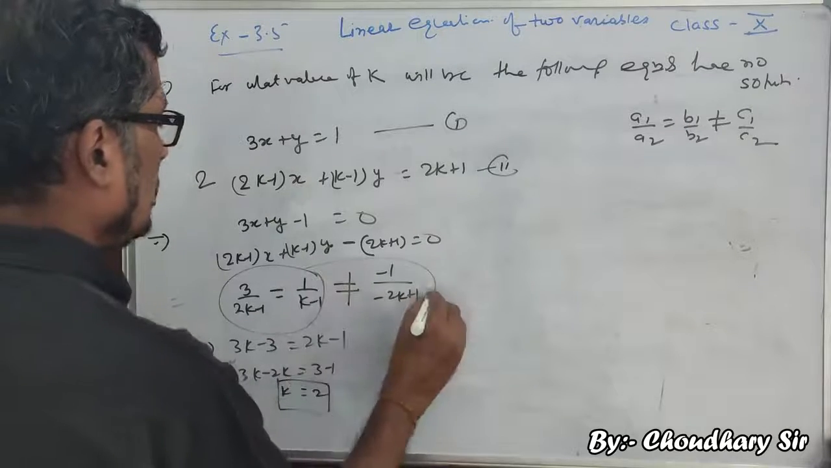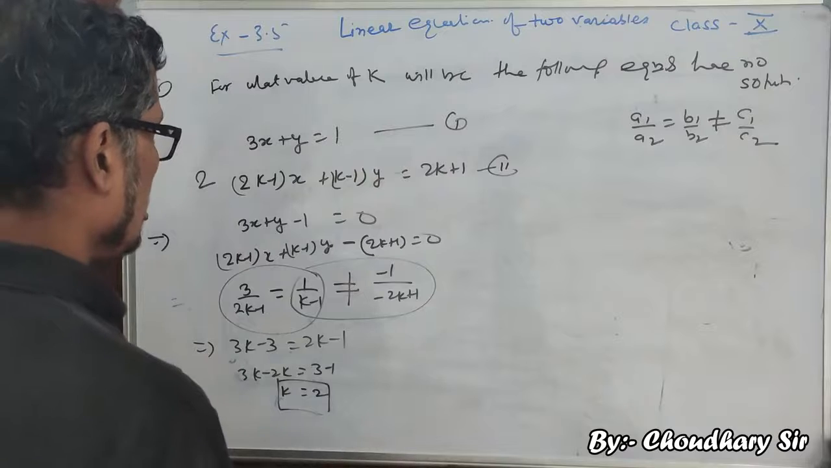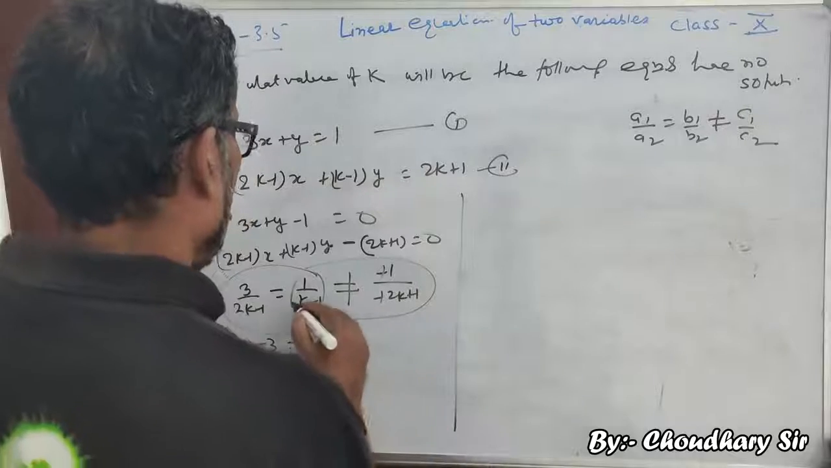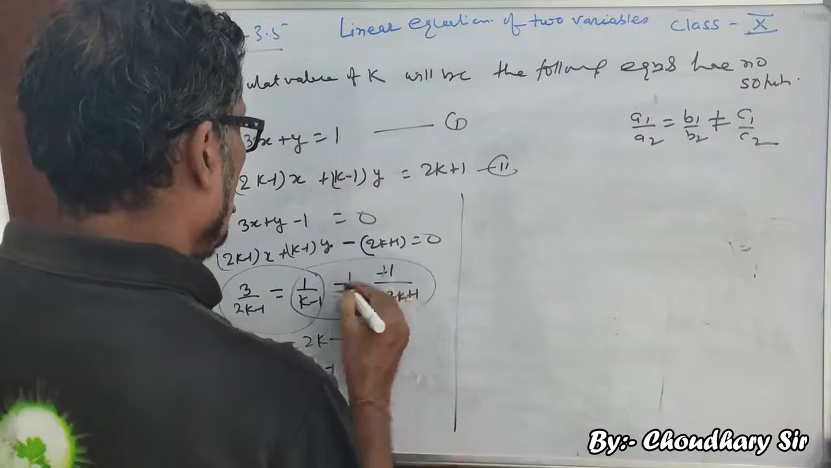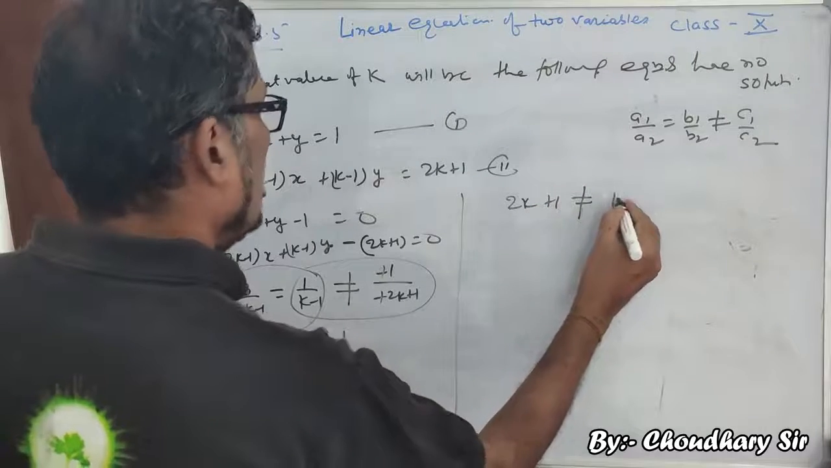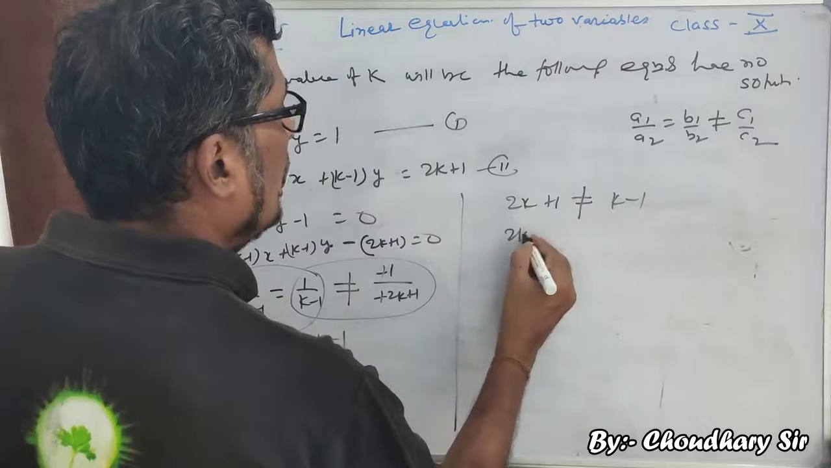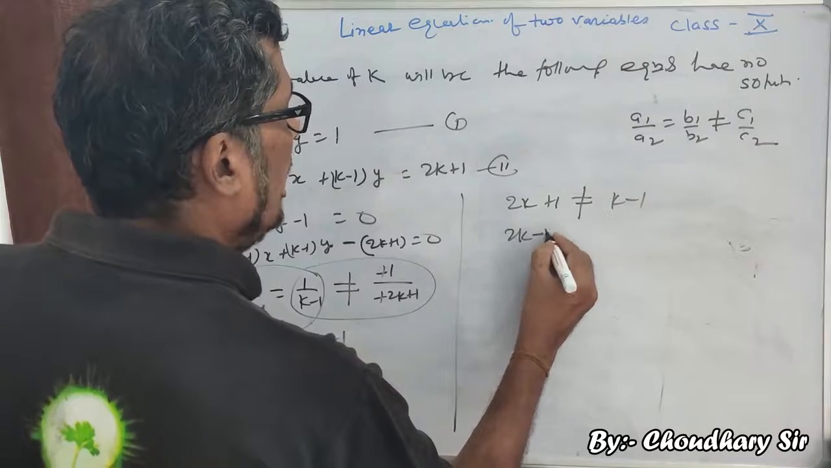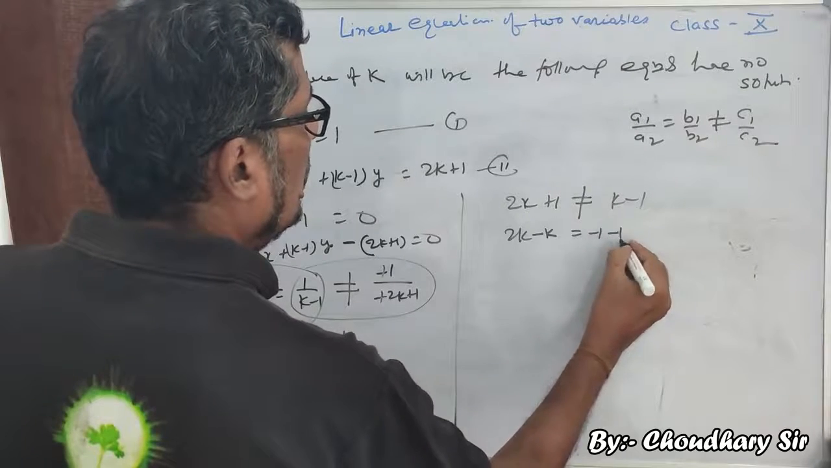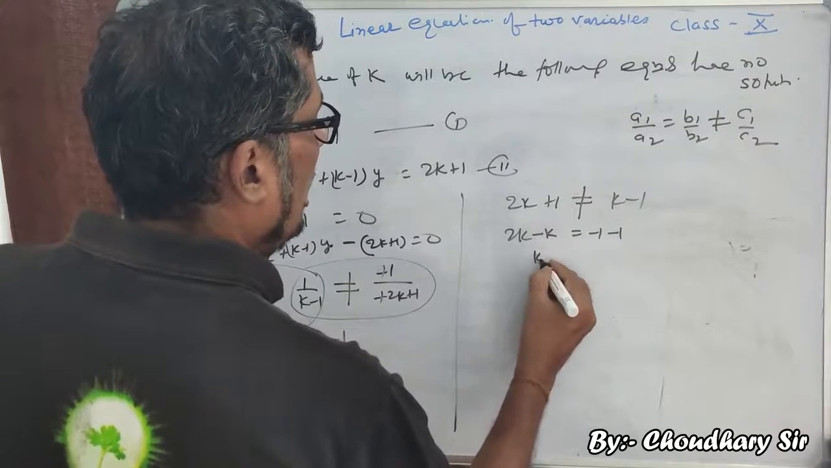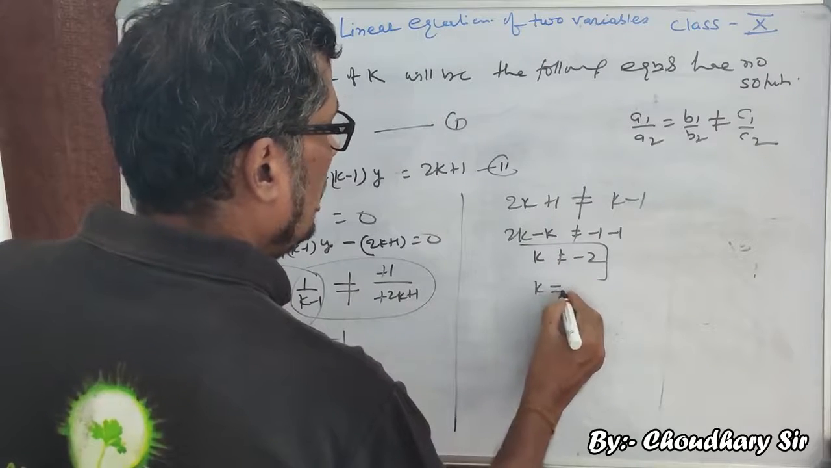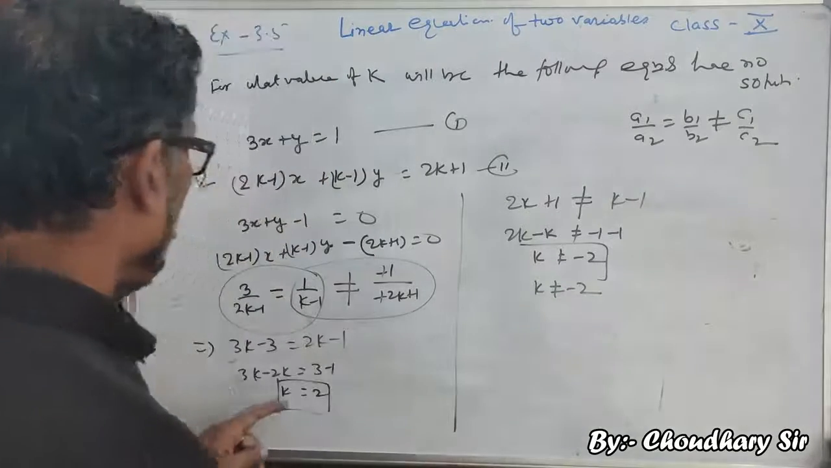Again, find from these two. Okay? The minus signs on both sides cancel. What will we get here? Cross multiplying, 2k plus 1 not equal to k minus 1. Carry this side: 2k minus k not equal to minus 1 minus 1. So we get k not equal to minus 2, but k is equal to 2.